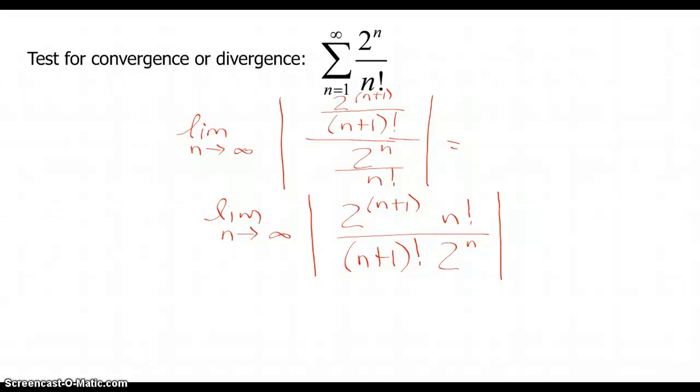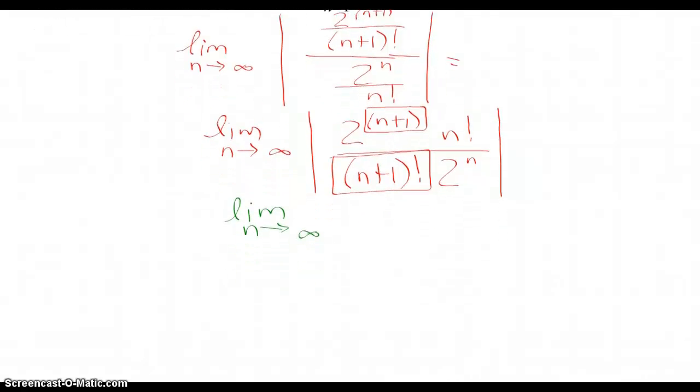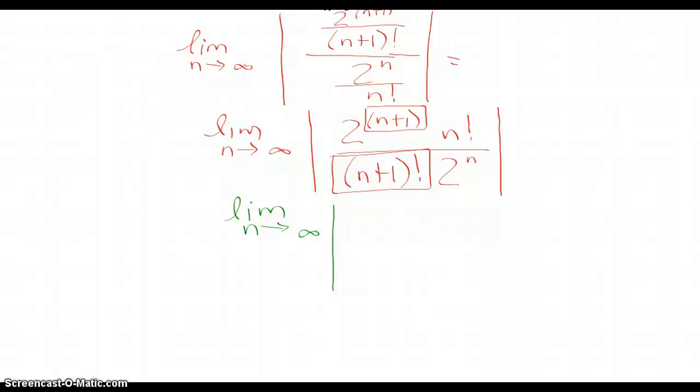That's just algebra. Now I'm going to do some things here and here that you need to pay special attention to, because this is something you're going to be doing often, since this is a test that you're going to run a lot. We're going to go back to Algebra 2, and we're going to recognize that that can be expanded and written as 2 to the n times 2 to the 1. When I multiply the same bases, I add the exponents.